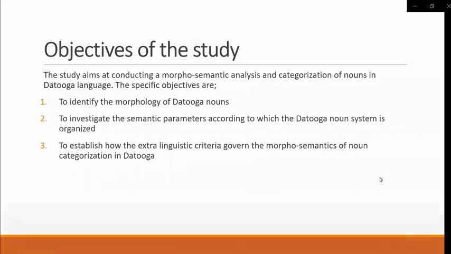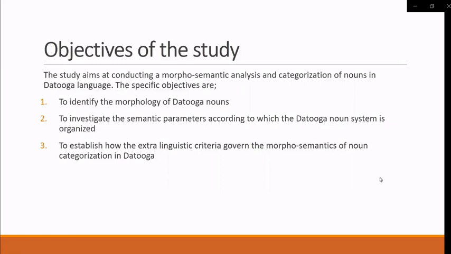Why nouns and why a morpho-semantic analysis? The categorizing of nouns in world languages has been studied by several scholars, and the results have been differing. If I can quote Eichenberg, 2000, there is a continuum of bases of categorizing nouns, which starts with noun classes and ends with noun classifiers. Several other things are involved within that continuum, so I try to fix the Datooga nouns and see where they will fit in this continuum.